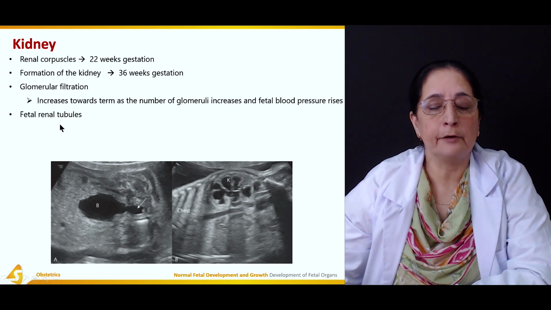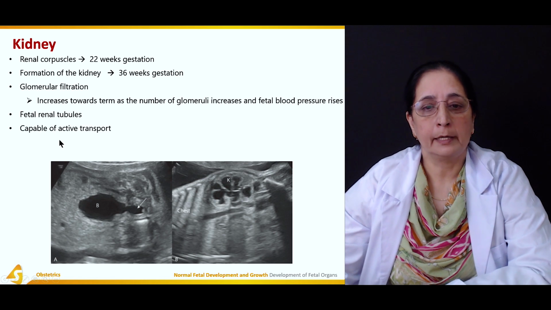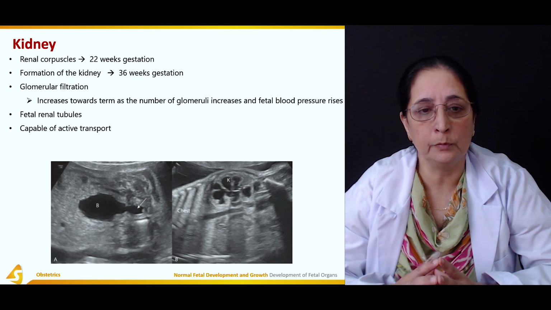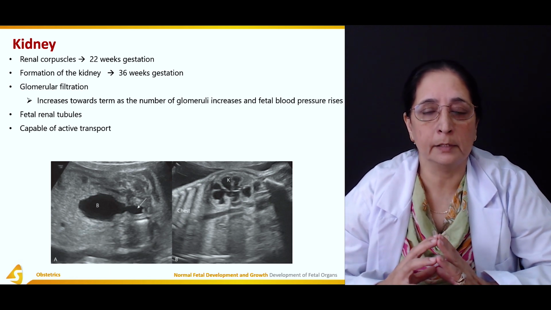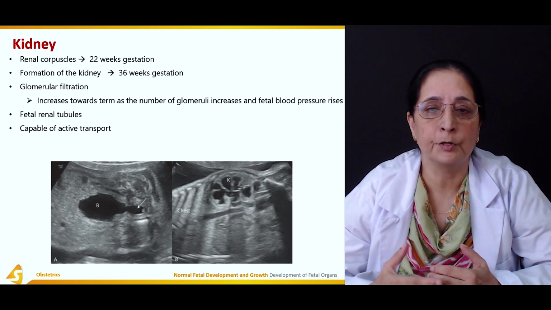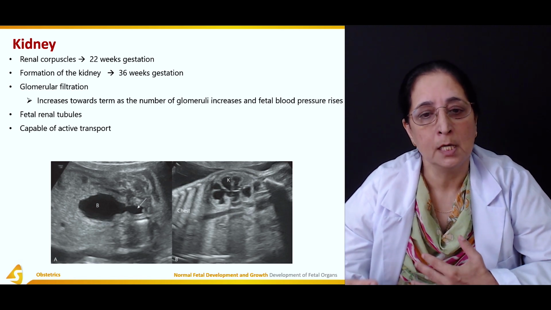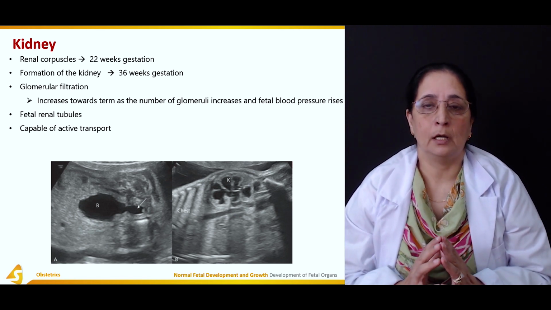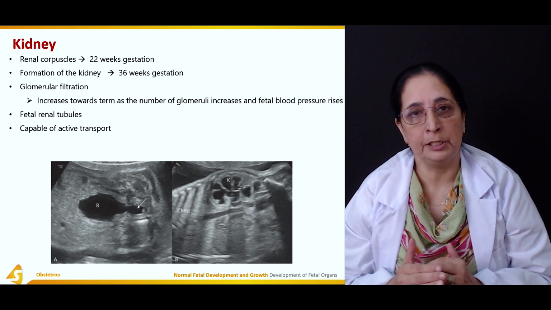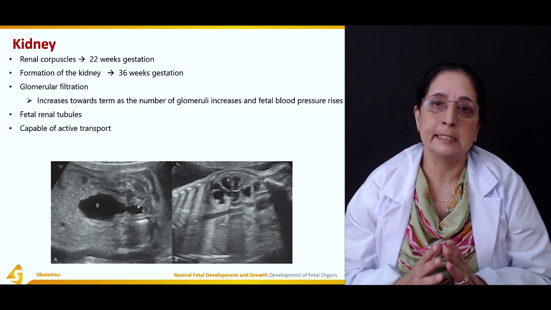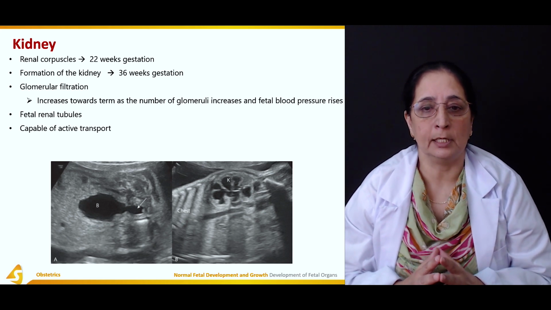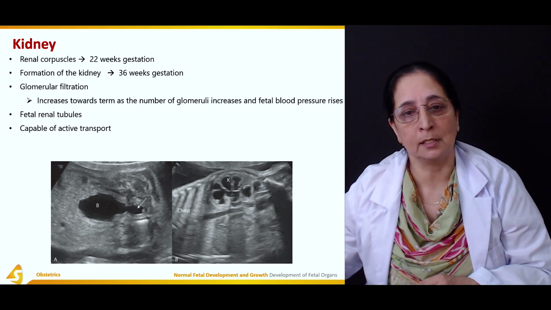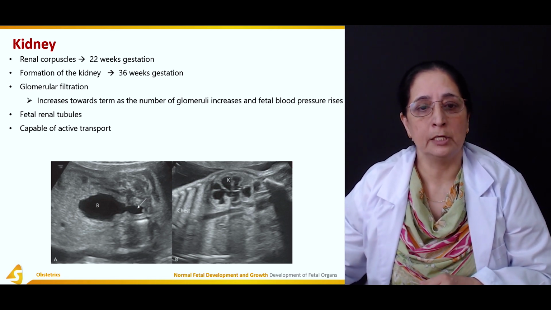Then the fetal renal tubules are capable of active transport. So fetal renal tubules are formed, and they are responsible for active transport at the end of the term also. So kidneys are the structures which are formed at the end of the gestational age. Corpuscles develop at 22 weeks gestation, and then formation of the kidneys, and slowly its function starts after 36 weeks of gestation.